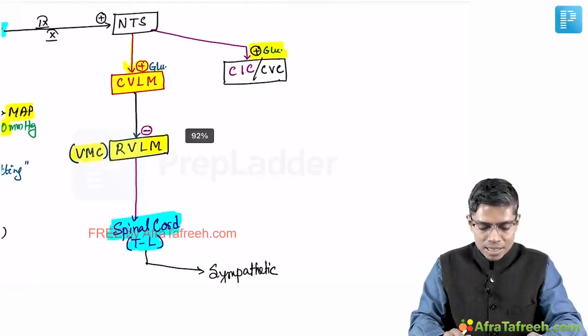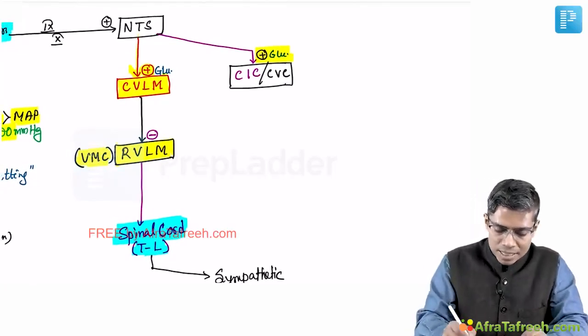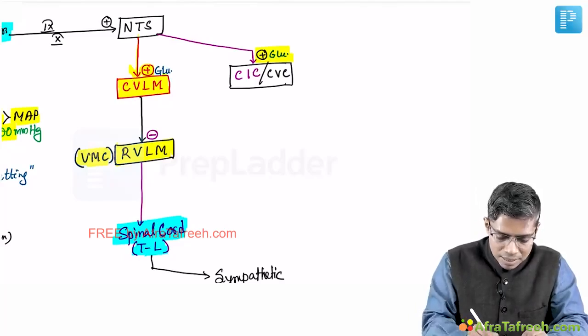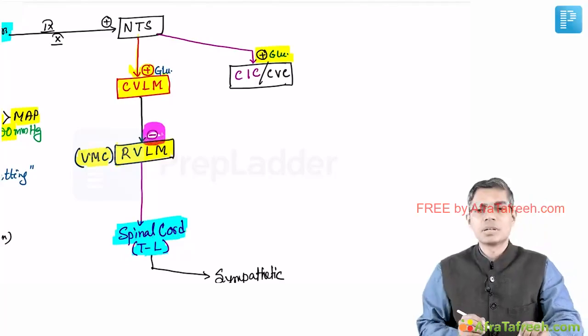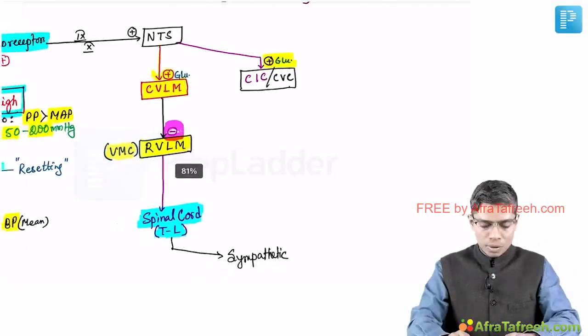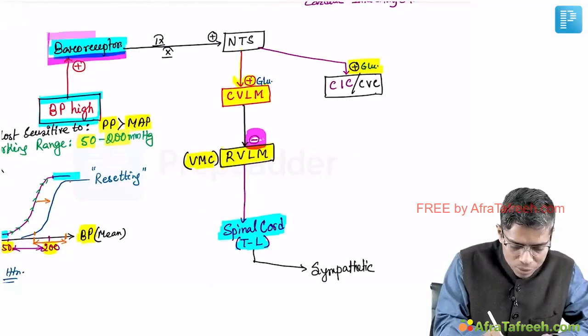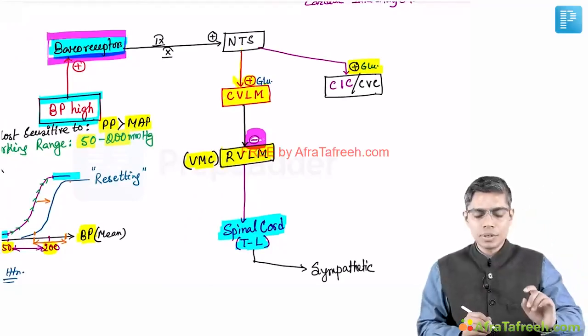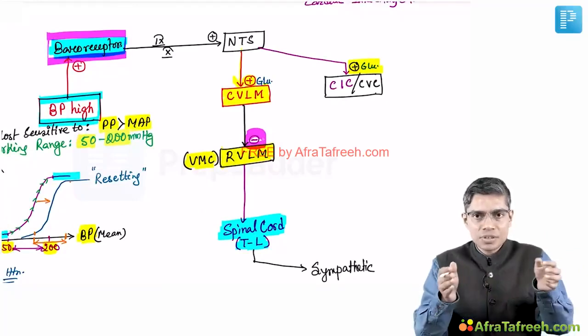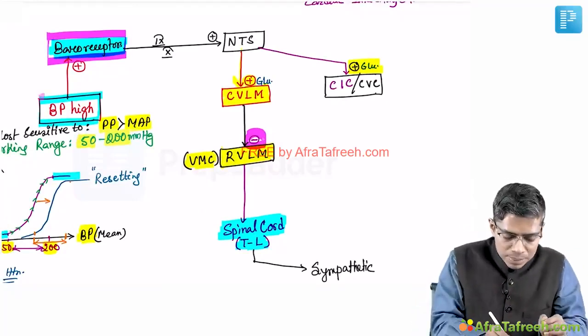So if I stimulate NTS, CVLM is stimulated. If CVLM is stimulated, then this RVLM is inhibited. That is the most important point you have to note down here. So whenever your baroreceptor is activated due to any reason, I told you when the baroreceptor will be activated: if it is stretch. When the stretch will occur: if the BP is high.